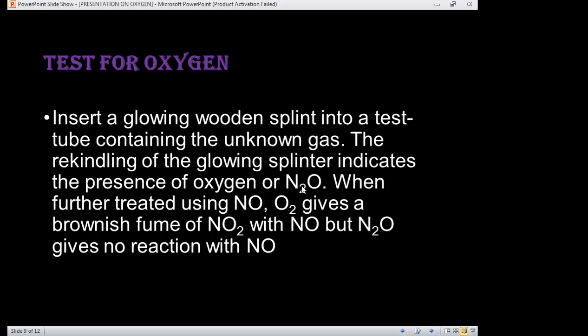Now, to separate between nitrogen(I) oxide and oxygen gas, we use nitrogen(II) oxide, that is NO. If you add NO to that unknown gas that rekindles a burning wooden splint, and it gives you a reddish brown gas, that means that unknown gas is actually oxygen gas. Laughing gas does not give any reaction when you treat it with nitrogen(II) oxide. So that is how we test for oxygen gas. It rekindles a burning wooden splint.